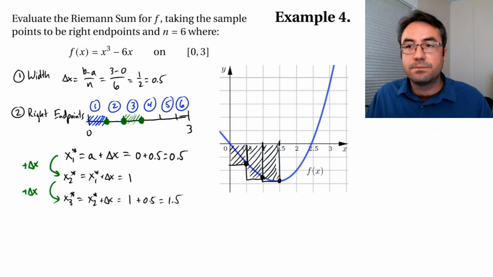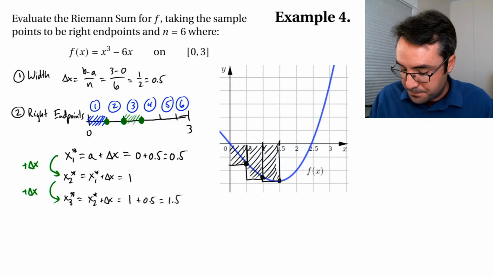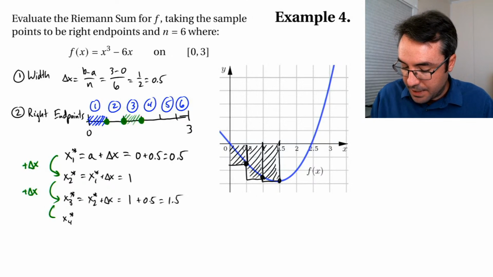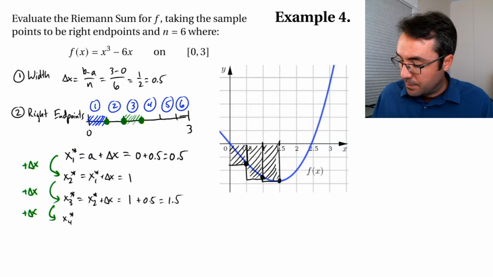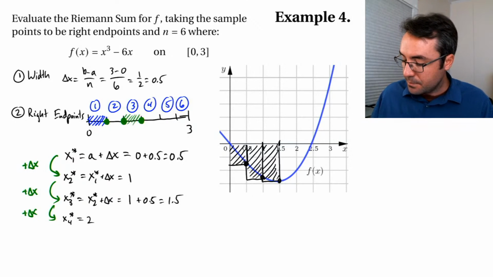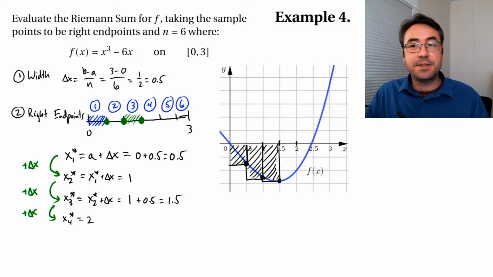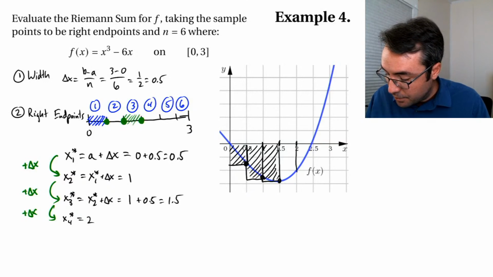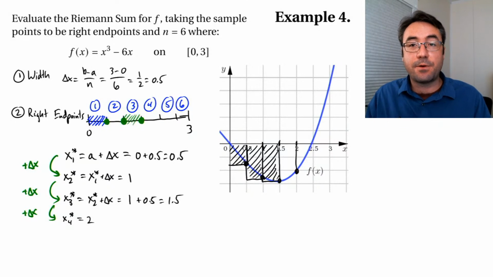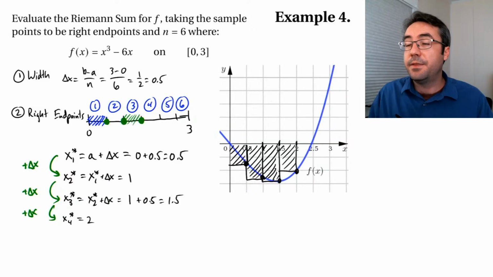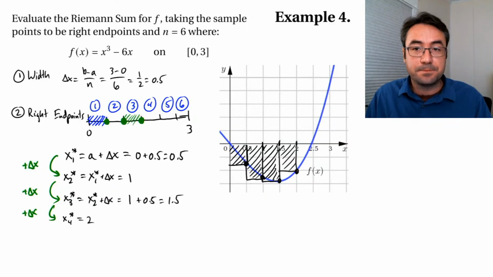And we just keep doing this. We have 3 more to go. To get our next location, what are we going to do? Just add in another delta x. Our previous one was 1.5, and when we add 0.5 to that, we get 2. So we go to 2 on our x-axis. We're going to draw in our rectangle. We go down until we hit the curve. That gives us the height for our fourth rectangle. And there we go, there's our fourth rectangle.